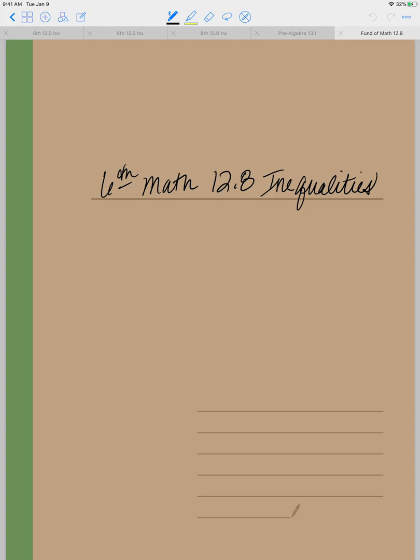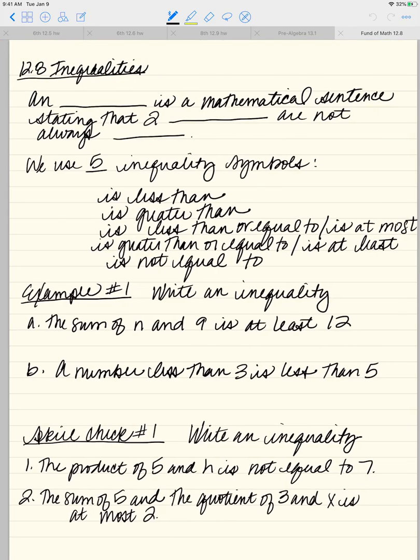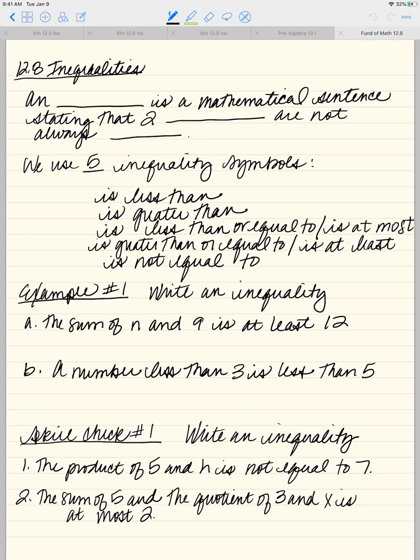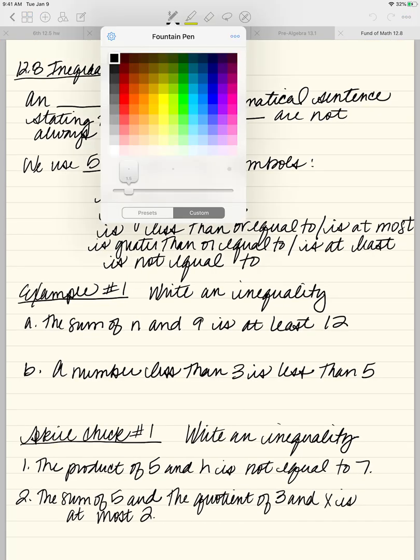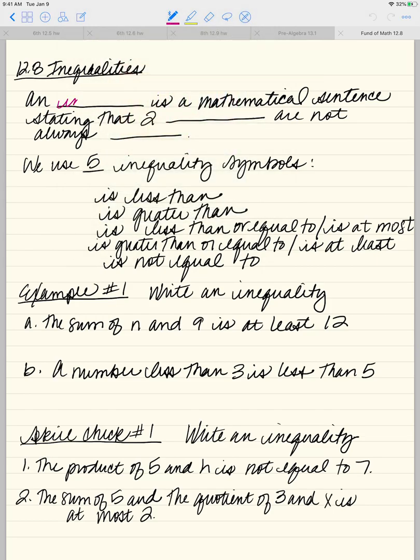All right, sixth grade. Continuing on in chapter 12, and today talking about inequalities. Okay, inequalities. And first, we're going to start off with a definition of inequalities. So, an inequality is a mathematical sentence stating that two expressions are not always equal.